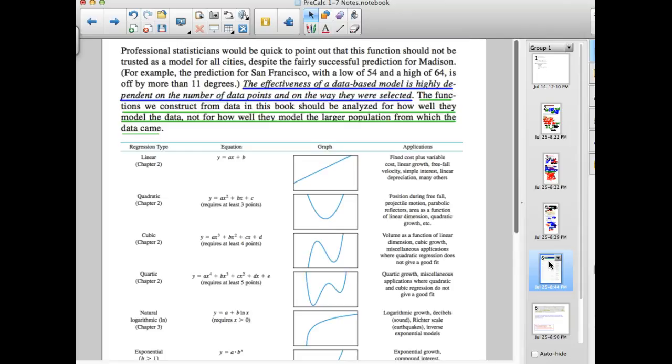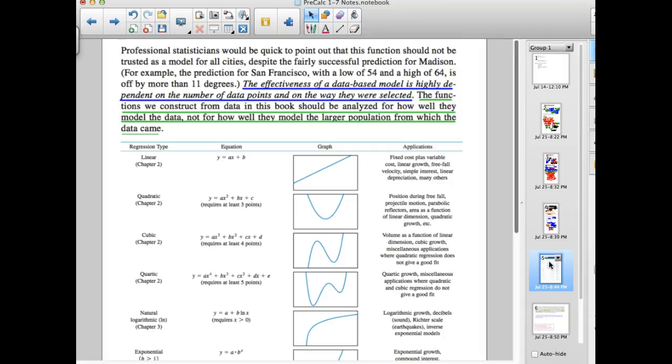Just a couple comments. The last few pages here of notes are just some things we want to talk through. It says professional statisticians would be quick to point out that this function should not be trusted as a model for all cities, despite the fairly successful prediction for Madison. For example, if we used that formula to predict San Francisco's high temperature, putting in a low of 54 and a high of 60, we get a high of 64, but it's off by 11 degrees. It was actually 11 degrees warmer that day.